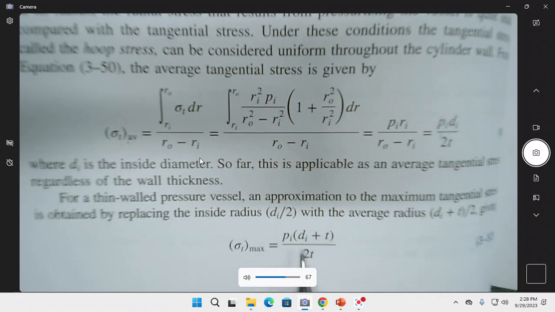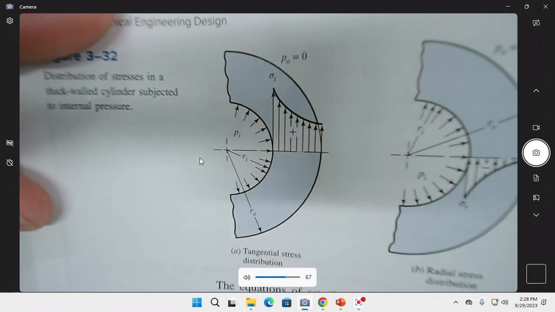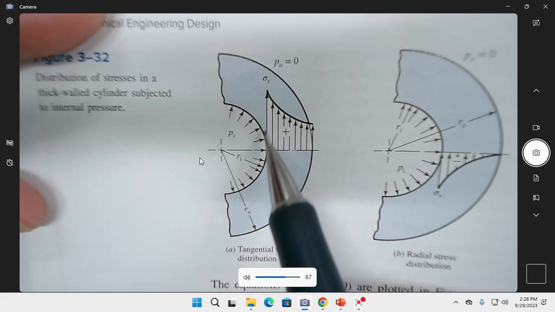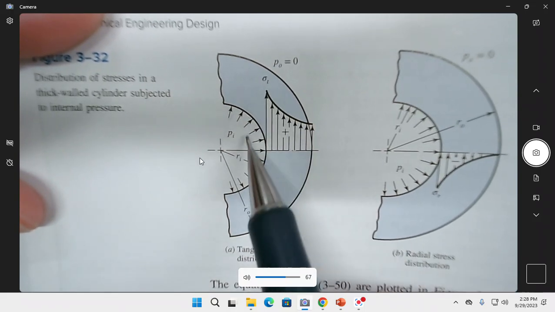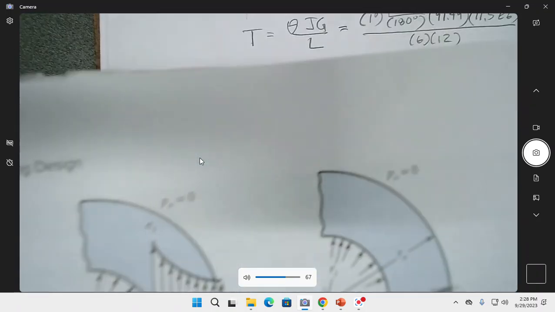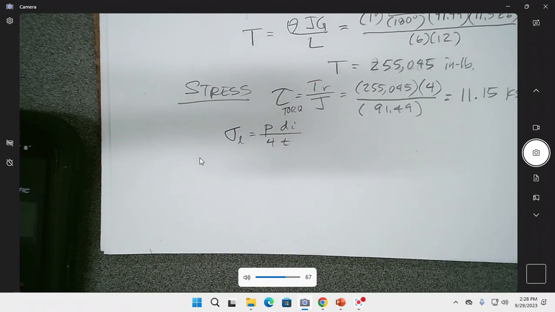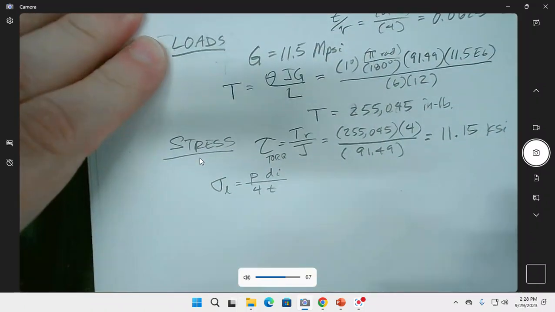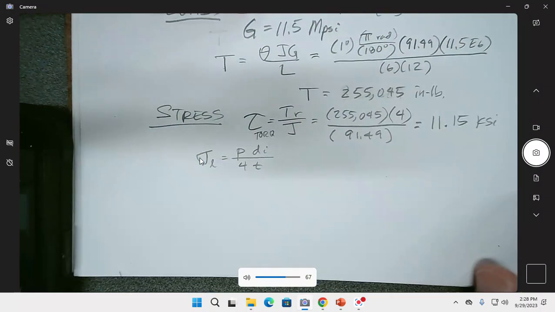It is, in fact, correct that the maximum is on the inside surface, which can be confirmed by looking up at this right here. You can see the hoop is the largest on the inside right here. We're concerned with the average when it comes to using the thin-walled hoop.